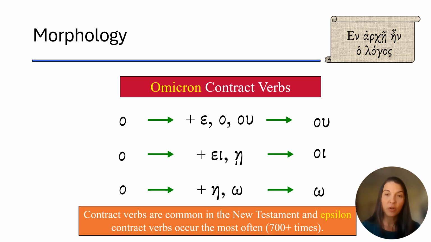And finally, the omicron contract verbs end in omicron. And when those come in contact with an epsilon, an omicron, or an omicron upsilon diphthong, it will remain an omicron upsilon diphthong. Then you have the iota subscript or iota governed letters, and those will turn into an omicron iota. And then the omicron added with an eta or an omega will turn into an omega.